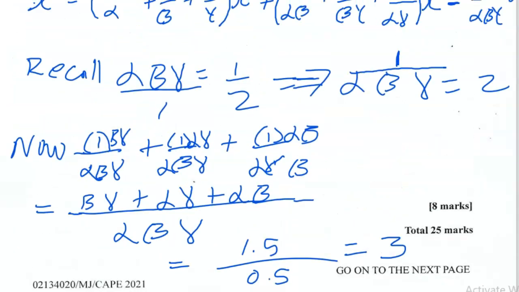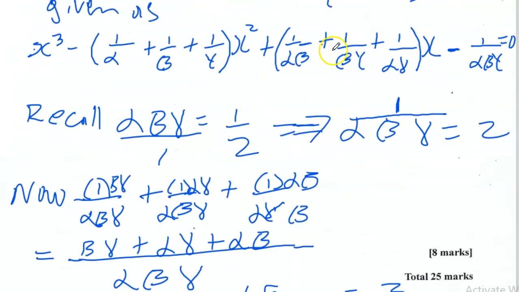Now we also need to calculate the second bracket. I'm out of space, where can I put it? I'm going to have to erase some stuff. Let me put it over here. The second is 1 over alpha beta.